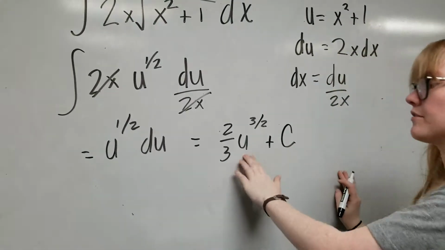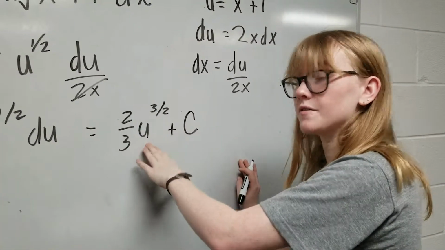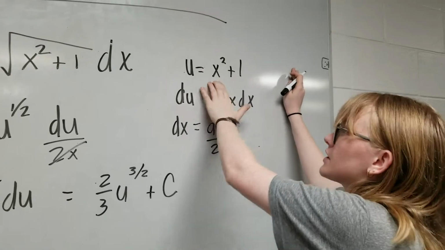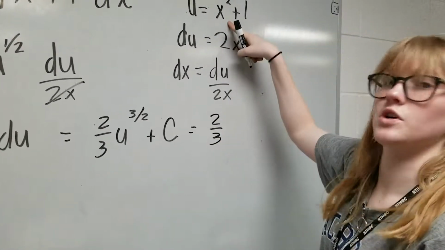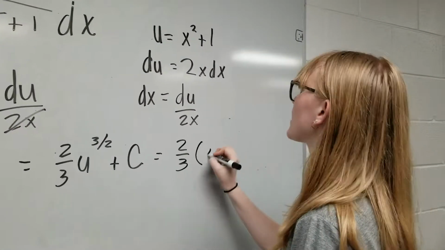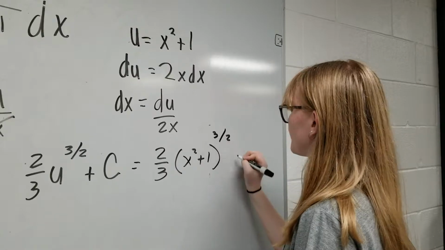And so now you have this u, and you're going to plug your original equation back in for the variable u, which we have up here at the very top. So it's going to end up being 2/3 times x squared plus 1, to the power of 3/2, plus c.